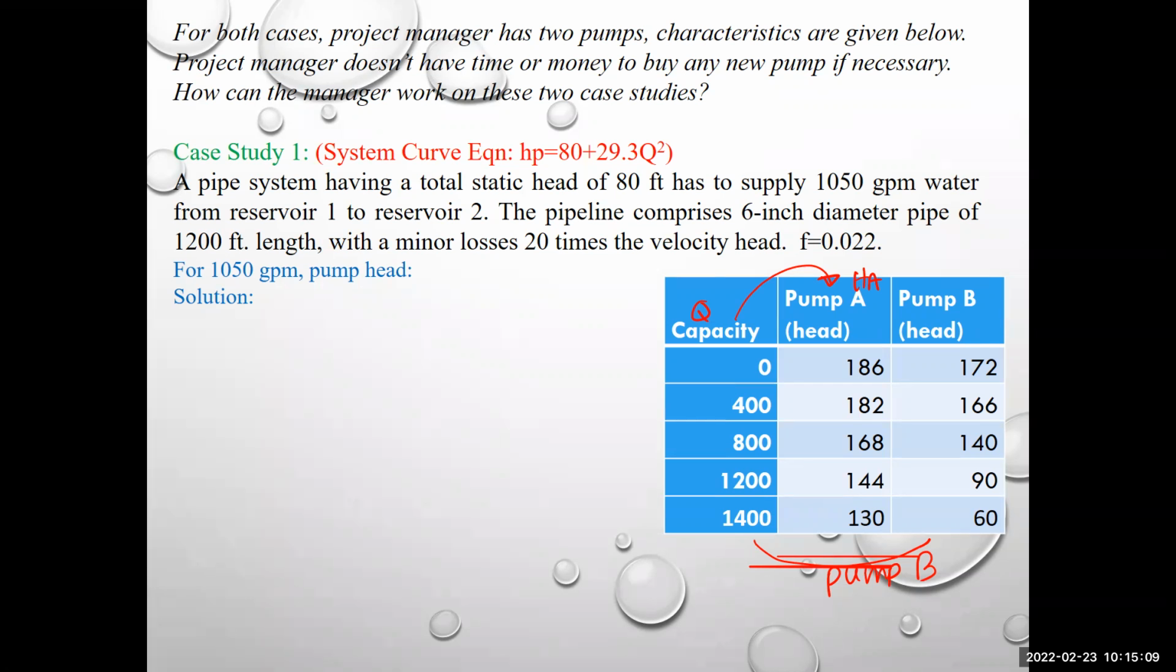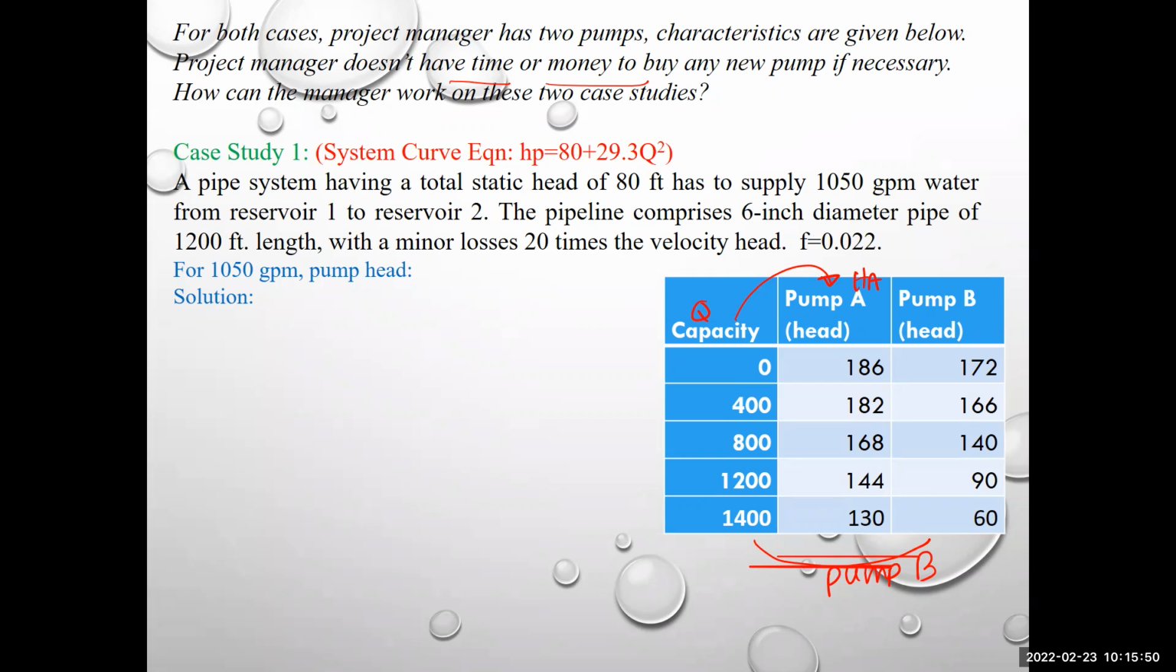Now, for case study 1 and case study 2, the project manager has to deal with how he or she will work with these available pumps, because they don't have time or money to buy a new pump. They don't have any money left for the project, and they don't have the time to go to the market and find the exact pump. So they have to work with these two available pumps. Now the question to you is how the project manager can work with these two available pumps for the following cases. Okay, so case study 1.